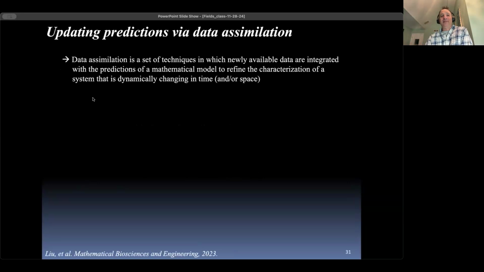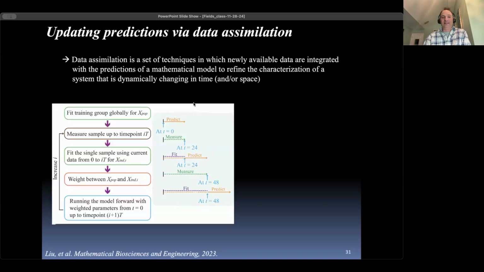Okay, so data assimilation is a set of techniques. Actually I grew up in weather modeling. I told you, I think on Tuesday, how this whole bit of imaging-based mathematical modeling kind of germinated when I was reading a review of meteorology. So I've always been very interested in this, and we just slowly are stealing ideas from them. So here's data assimilation: a set of techniques in which newly available data are integrated with the predictions of your model to refine the characterization of whatever system it is that you're looking at, right?